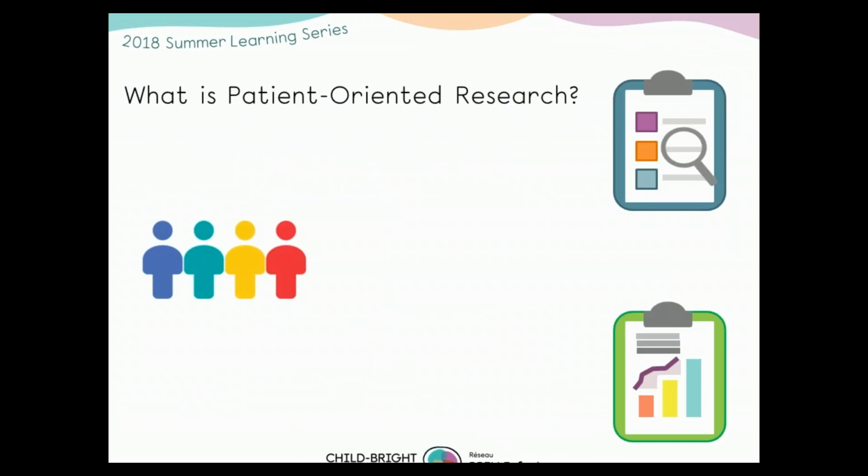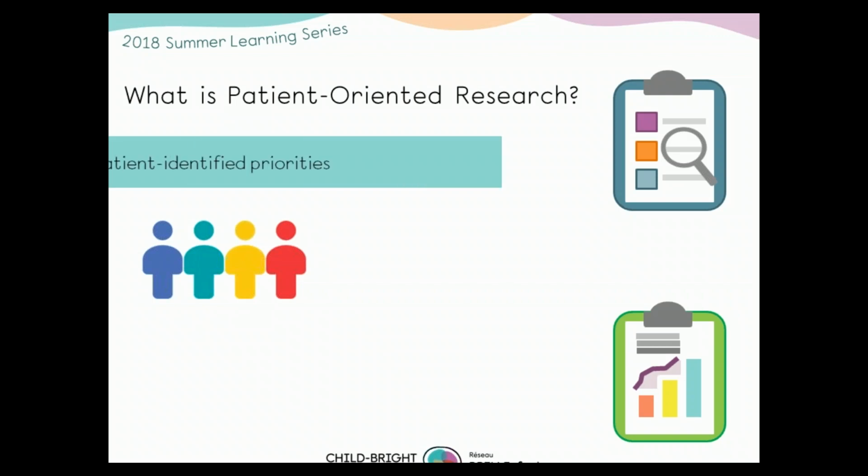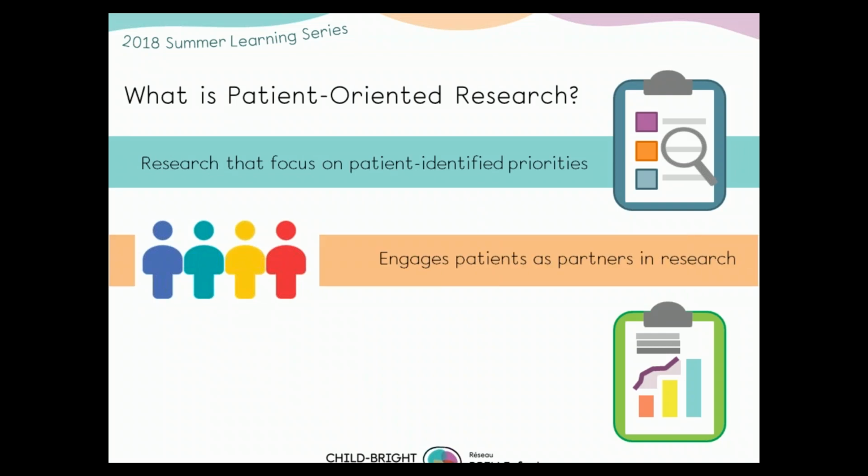So during our previous session, we introduced Canada's strategy for patient-oriented research and defined some of the contextual features that precipitated the design of this strategy. We defined patient-oriented research as research that focuses on patient-identified priorities. Patient-oriented research moves away from a model of patients as subjects and strives to engage patients as partners throughout the research process.